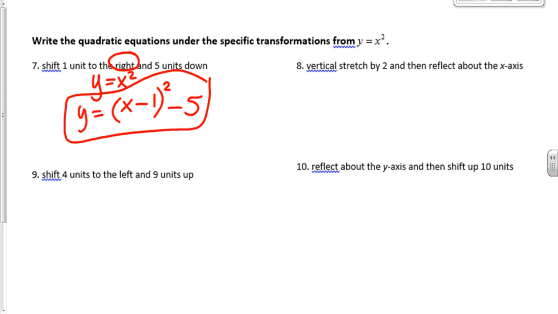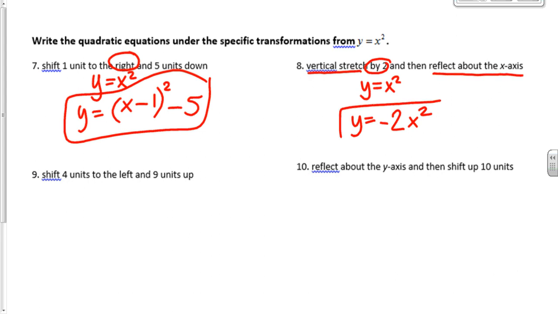Okay, going across to number 8, again, my original parent function is y equals x squared. So if all these changes have happened to it, I just need to put them into my equation. Vertical stretch by 2. Well, vertical stretch is on the outside of the parentheses, okay? So I've got a 2 on the outside, and reflected across the x-axis. So that's also outside, so negative. There's my equation.